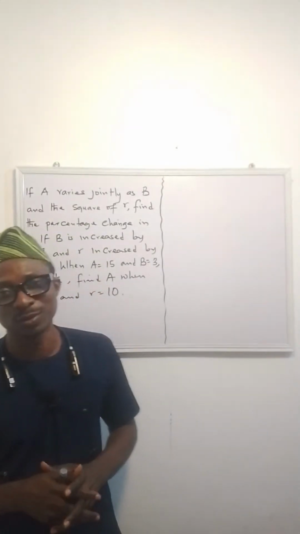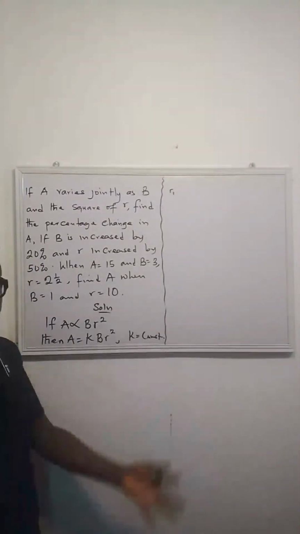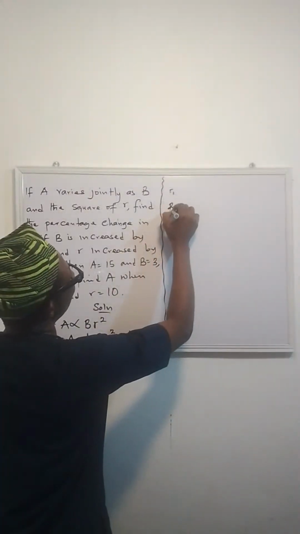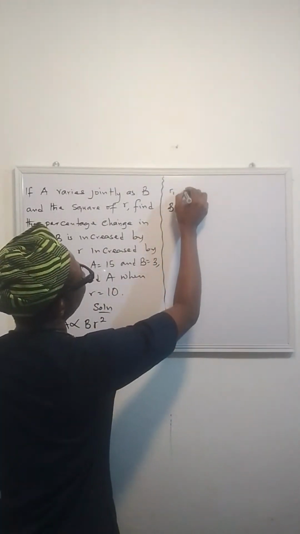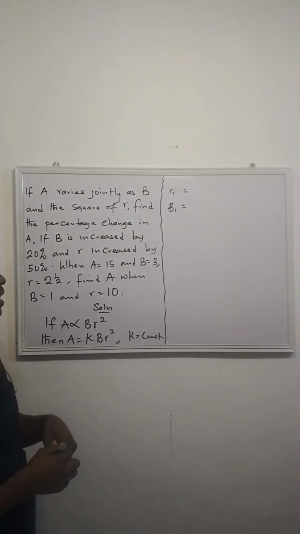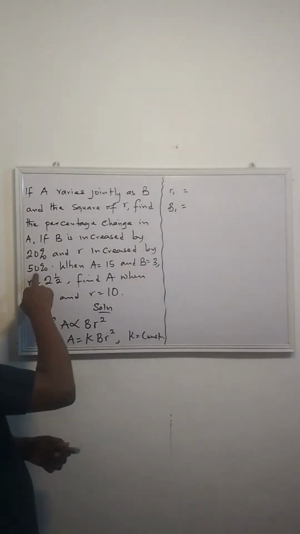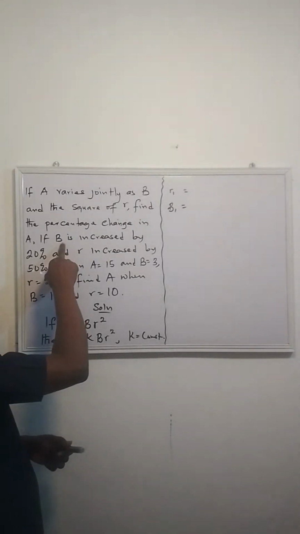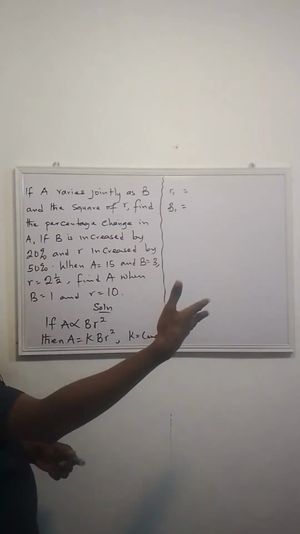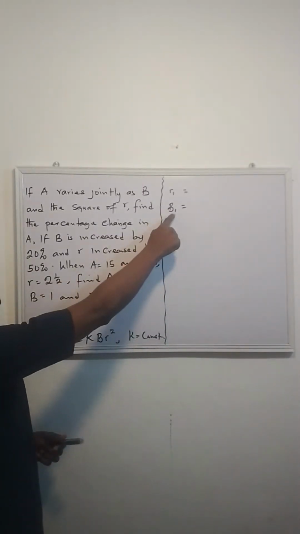So now let us look at the question. The new R, and what have you again? B1 as the new B. What do I mean by that? R is increased by 50%. B is increased by 20%. Now, the B that is increased by 20% is B1.